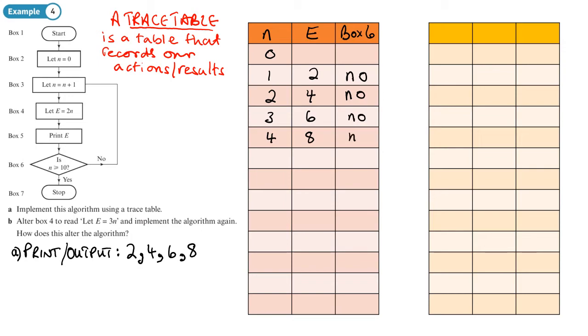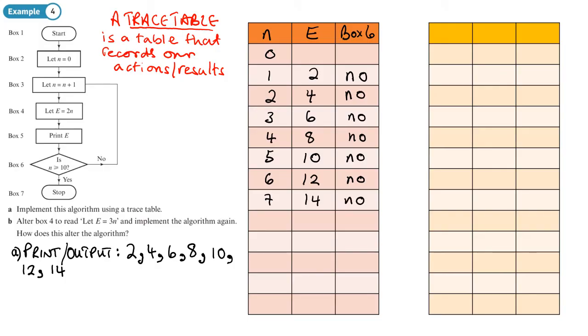Is n greater than or equal to 10? No. Increase n by 1, double n to get e, print e. Is n greater than or equal to 10? No. Increase n by 1, double n to get e, print e. Is n greater than or equal to 10? No. Increase n by 1, double n to get e, print e.